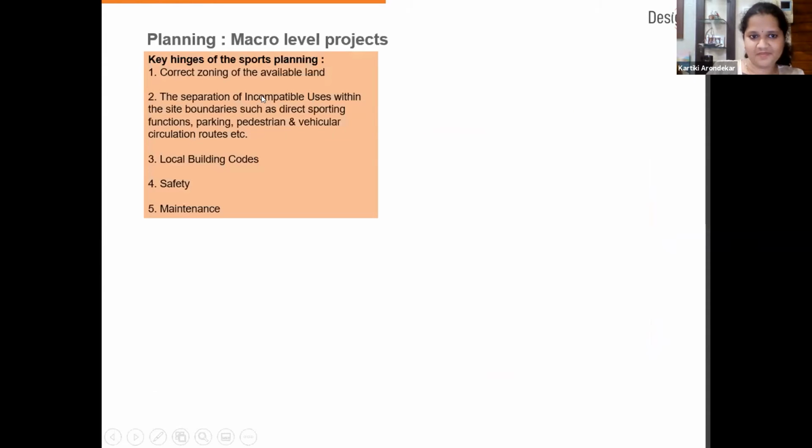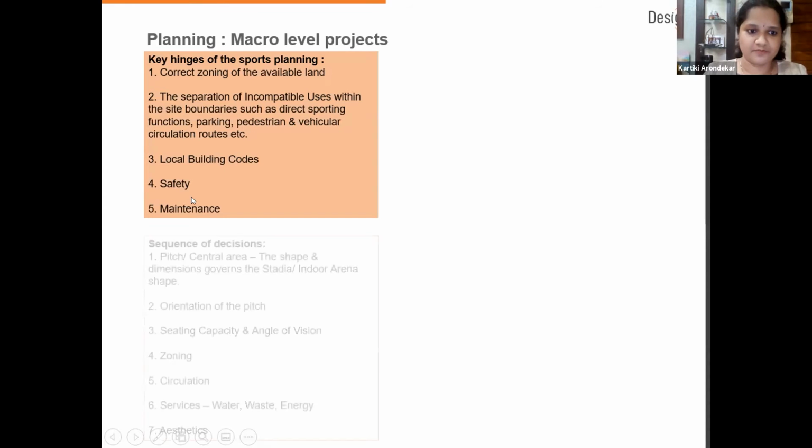Key hinges in sports planning are correct zoning, the separation of incompatible uses within the site boundaries such as direct sporting functions, parking, pedestrian and vehicular circulation. Local building codes are a major key hinge, safety is a major key hinge, and maintenance of course.